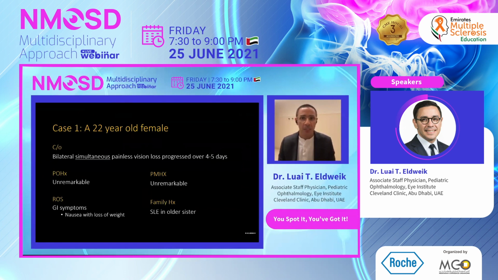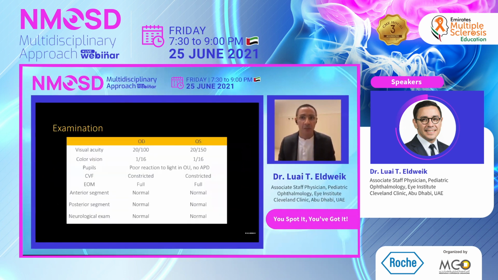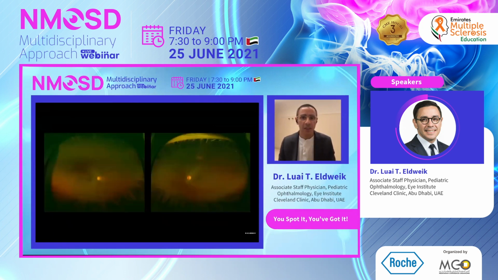So with this history, let's go to the examination. Vision is decreased in both eyes. She has dyschromatopsia in both eyes. No afferent pupillary defect, as expected. And when you look at the back of the eye, everything looks healthy, as you can see in these images. So the optic nerves look healthy in both eyes.